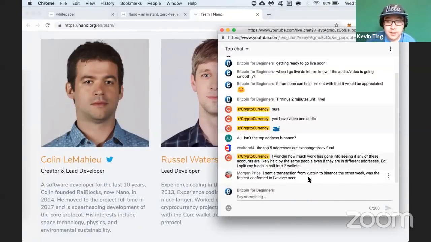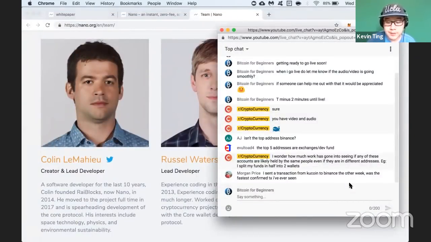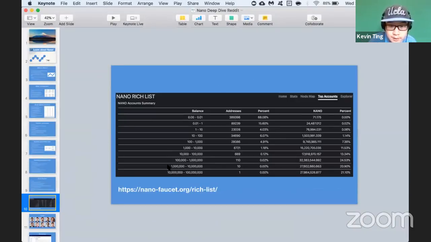Oh, quite a few. Let's see. Top 5 addresses are exchange and dev fund. That makes a lot of sense. To the cryptocurrency mod, I'm not sure about that. I haven't seen any work recently, but there's probably quite a few people watching. If anybody knows if there's any more forensic analysis into how much of those top funds are actually owned by one person as opposed to different addresses, because one person can technically own different addresses and just split their funds into multiple ones.